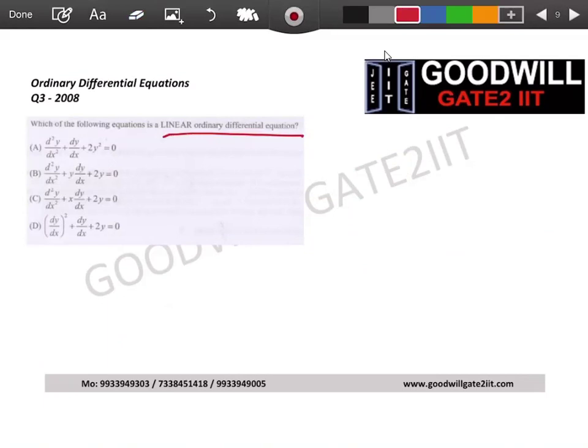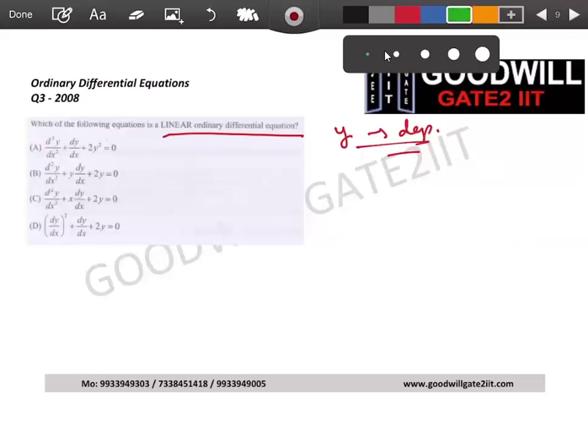So linear ordinary differential equation, you know that as you can see here, y is the dependent variable. So there shouldn't be any term that has y into y, or it has y in multiplication of derivative, or the derivatives are multiplied with itself, right? So please see here in the first option given to us.